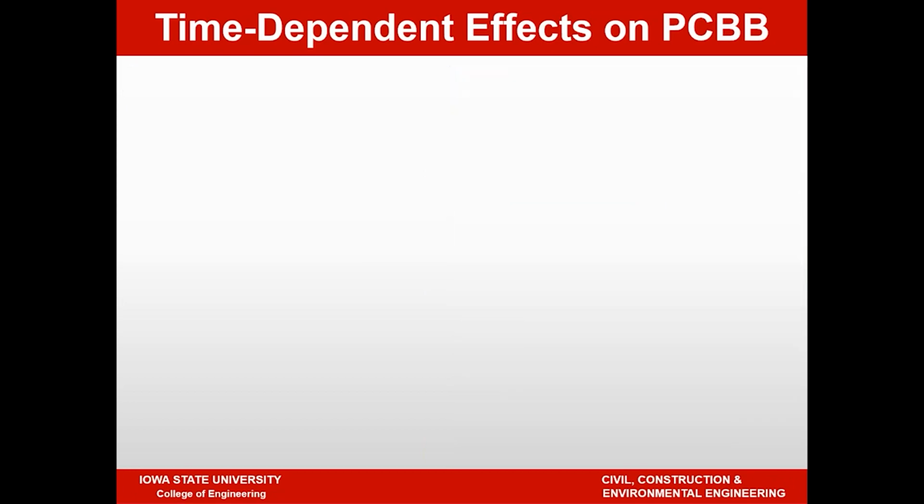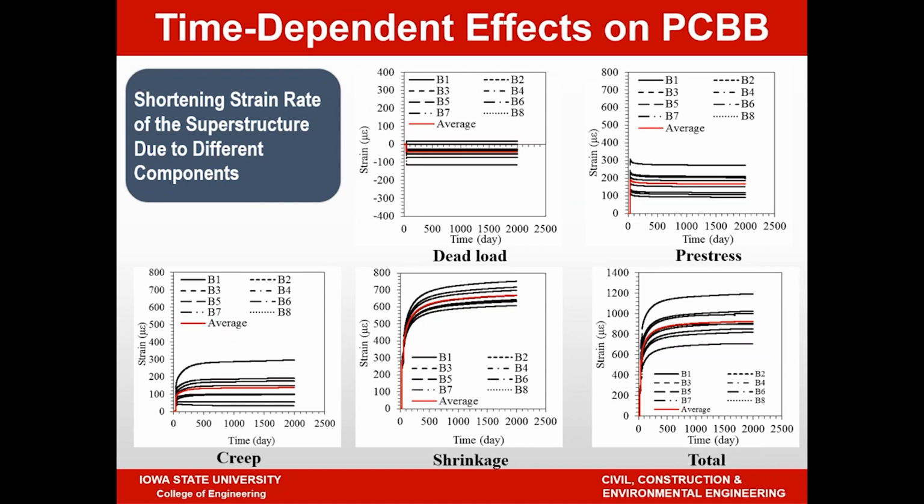What I'm showing here is the different strains developed in all 8 bridges, along with the average you would calculate. And then you also see the total effects shown in the bottom right corner here. So starting from the dead load at the top, you have the dead load strains and the pre-stress strain. Remember, the pre-stresses are different, so that's why you're seeing different strains. Then you have creep strain as well as the shrinkage strains.